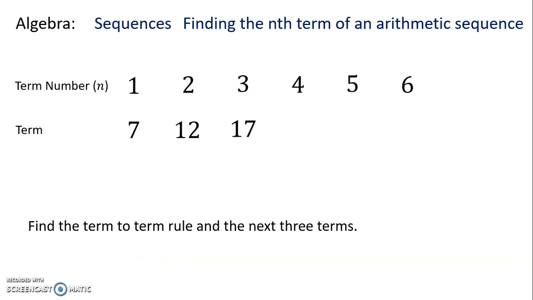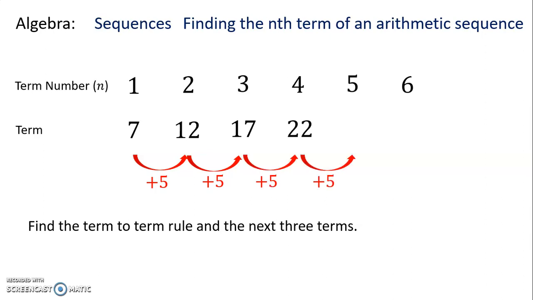Okay, so you hopefully found that the term-to-term rule was add 5. So the common difference for this sequence is add 5. And then I can add 5 to get the 4th term, add 5 to get the 5th term, and then add 5 to get the 6th term.